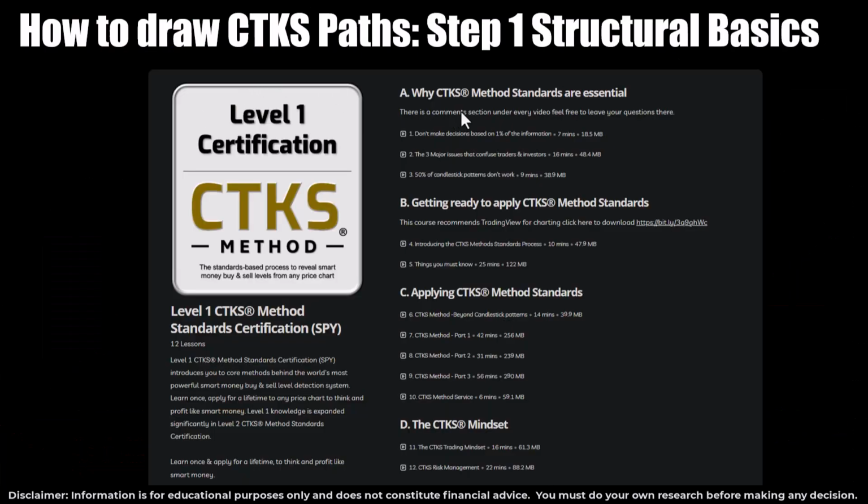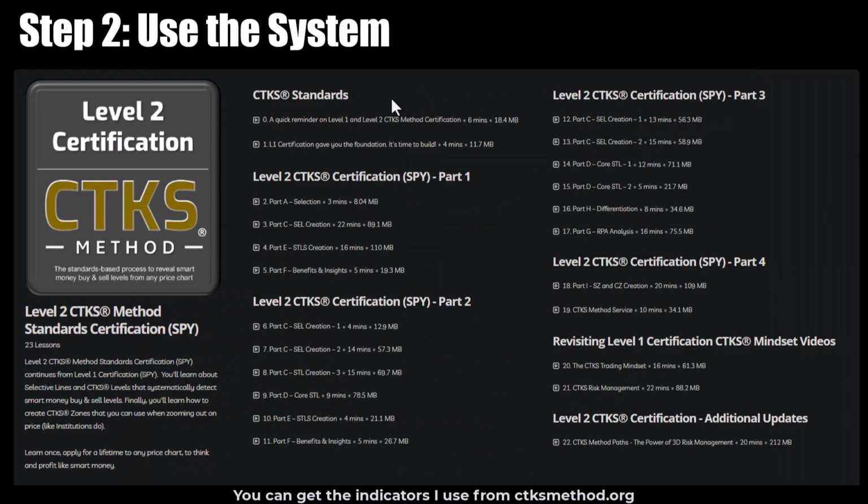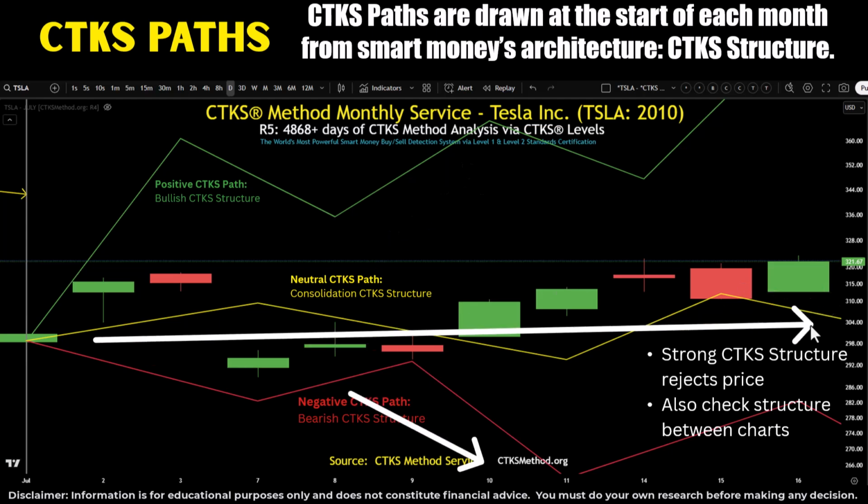How do we actually draw these structural lines? First of all, Level 1 standard certification is required to get the fundamentals and basics. And then, when you've gone through Level 2 standard certification, right at the end, this is where you draw up the paths. It's literally that you learn it once and apply it for a lifetime. It's very important to understand how structure moves in waves. You can see that Tesla is currently following the normalized consolidation path. It's not positive, it's not negative, it is neutral.